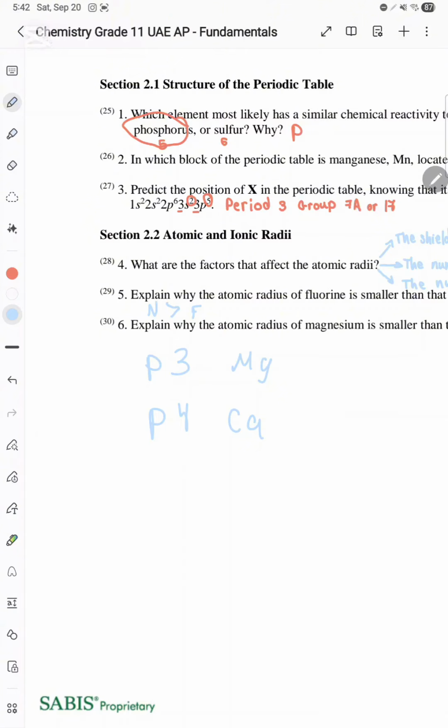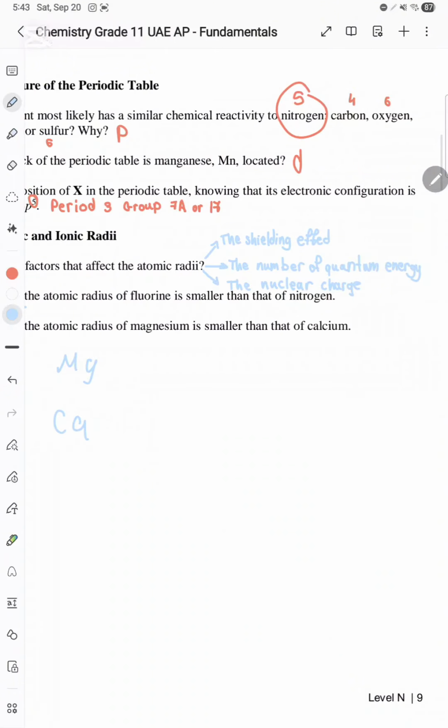They're both in group 2. But calcium has 4 valence shells and magnesium has 3. Since the valence electrons of calcium are farther away from the nucleus, they have a greater shielding effect. So they are less attracted to the nucleus, making calcium larger. Whenever you have a higher shielding effect, you're most likely going to have more energy levels.